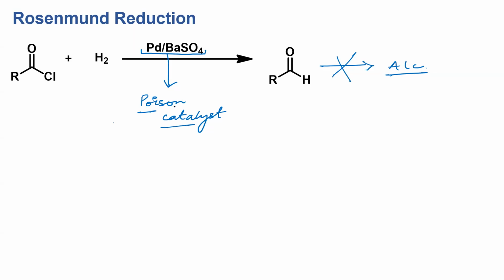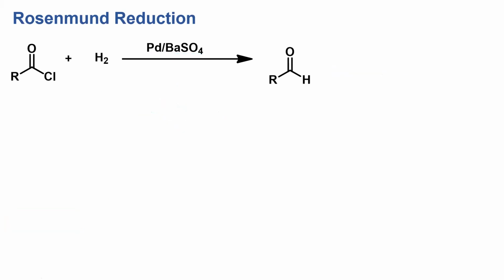A catalyst is usually something that speeds up the reaction, and a poison catalyst is something that stops a particular reaction. So what Pd/BaSO4 is doing is stopping the reaction from aldehyde going over to alcohol, because if I reduce aldehyde, I'm going to get alcohol. Okay, so is this clear with Rosenmund reduction? Please tell me yes or no. Yes, sir. Right? Acyl chloride to aldehyde. Please remember, acyl chloride to aldehyde only.